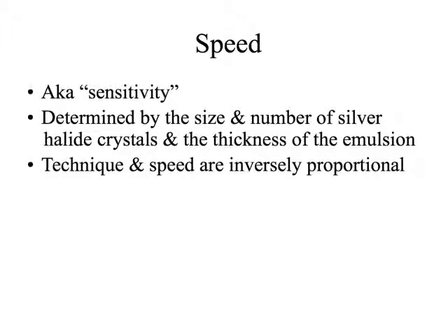So, number one, let's talk about speed, or we might call it sensitivity. It's going to be determined by the size and number of silver halide crystals and the thickness of the emulsion. So this goes right back to that double emulsion film that we looked at at the very beginning. It is thicker because it has emulsion on both sides. Therefore, it's going to be twice as fast, right?